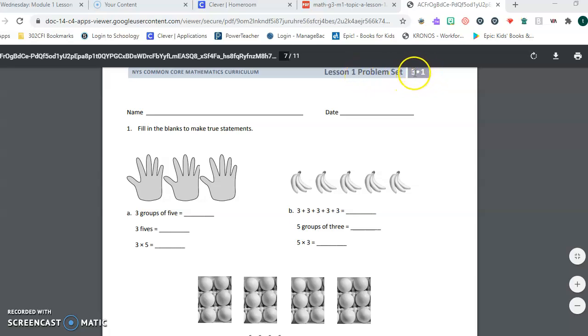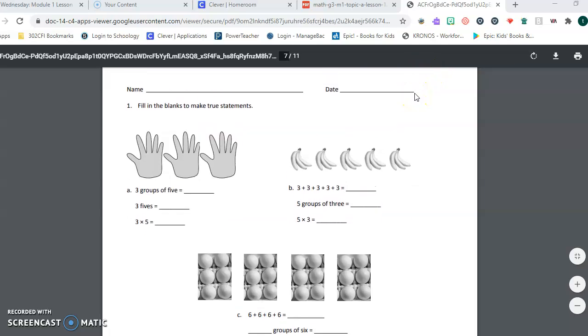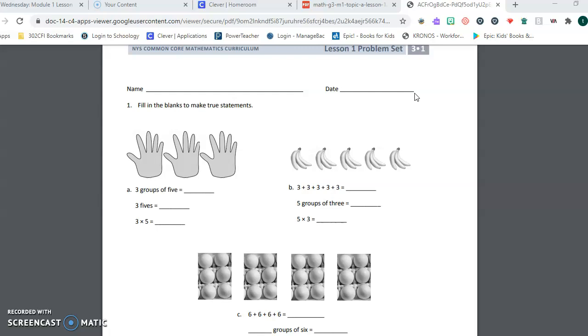So they say this is third grade and it's Module 1. And we're going to just start right off by talking a little bit about multiplication. Multiplication is simply when you have the same number that you add over and over and over and over again. So you're adding equal groups.